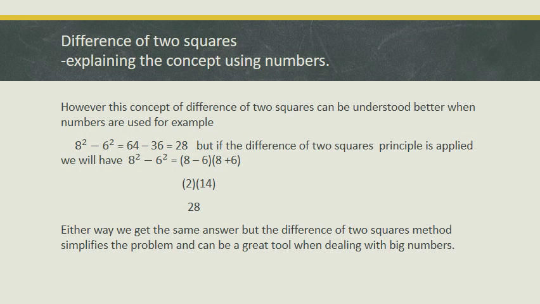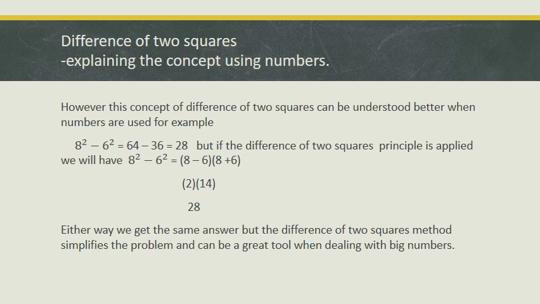However, this concept of difference of two squares can be understood better when numbers are used in place of alphabets x and y. So in this example, we have 8 squared minus 6 squared. And if you do this by yourself, you might say 8 squared is 64 and 6 squared is 36. So 64 minus 36 gives you 28, which is right. But if you decide to use the difference of two squares principle, because you have 8 raised to the power of 2 and 6 raised to the power of 2, so you have a difference of two squares here because they are both raised to the power of 2.